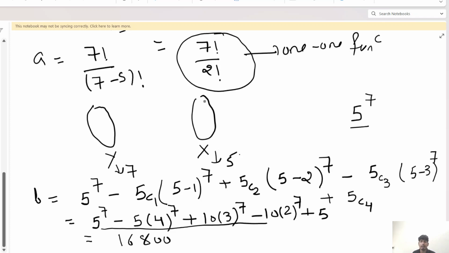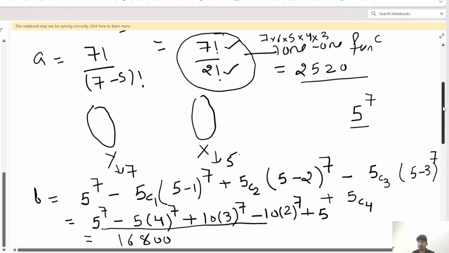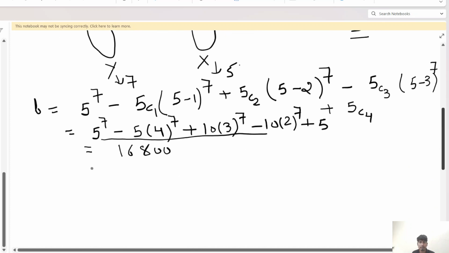And our a value, when we solve 7 factorial divided by 2 factorial, gets 2520. This is simple: 7 into 6 into 5 into 4 into 3, which is 2520. What is asked in the question?